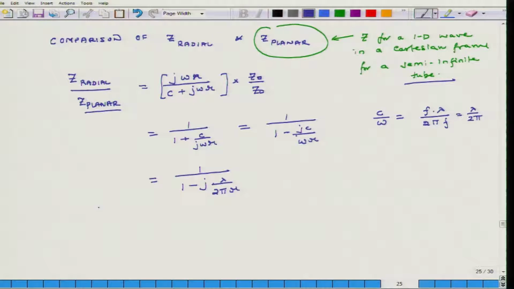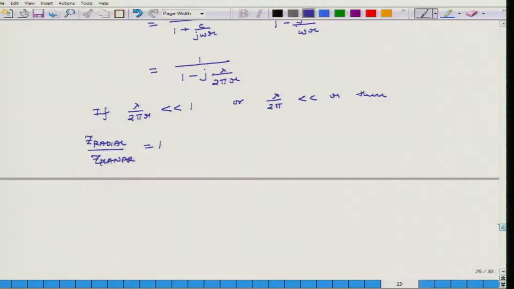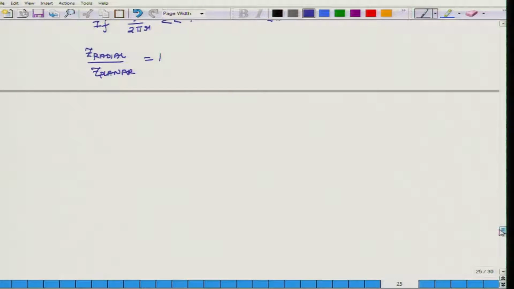So, this is there. So, if lambda over 2 pi r is very small compared to 1, or if lambda over 2 pi is very small compared to r, then z radial divided by z planar is equal to 1. Okay. So, what we will do is actually do an example and get a feel of what this means.